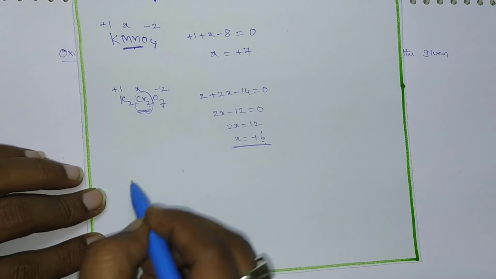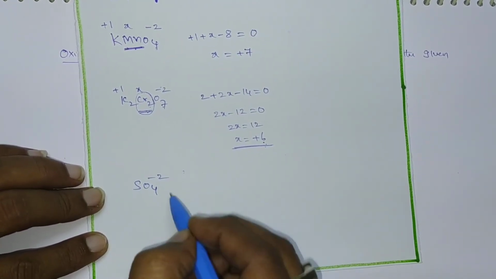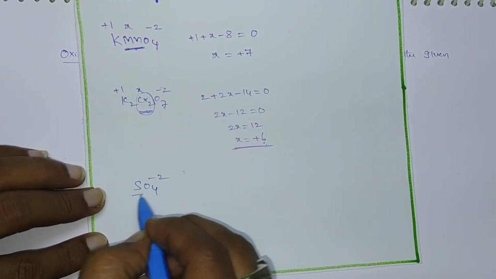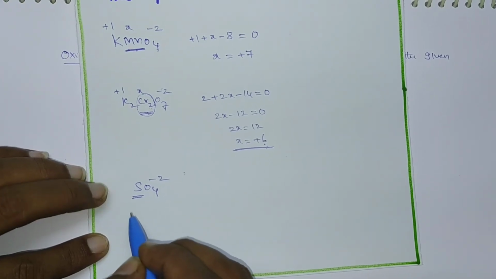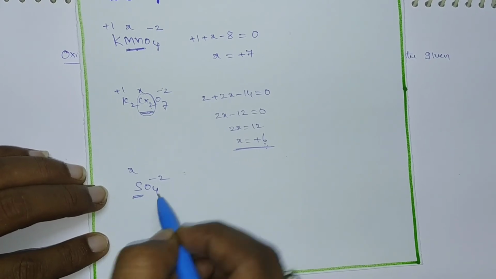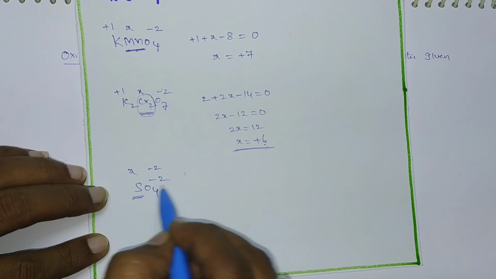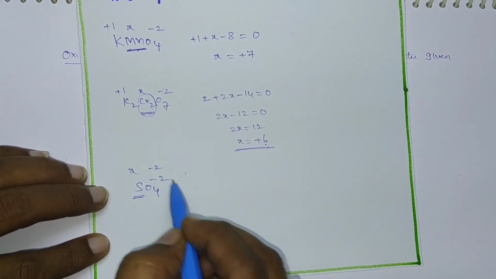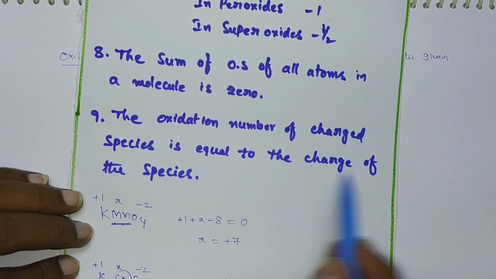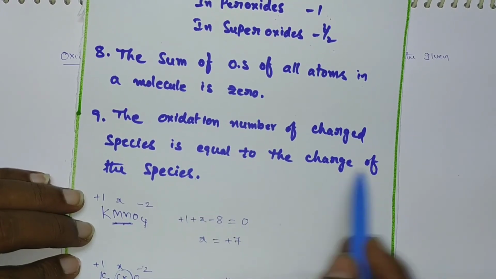Next, another example, SO4 2-. SO4 2- means sulfate ion. In the sulfate ion we have to calculate the oxidation state of sulfur. Let it be X, and in the sulfate ion oxygen exhibits -2 oxidation state. Here he gave some charge, which means it is a charged species. The oxidation number of a charged species is equal to the charge of the species.